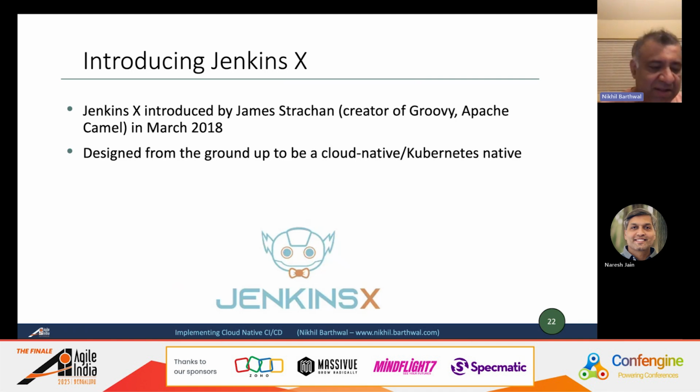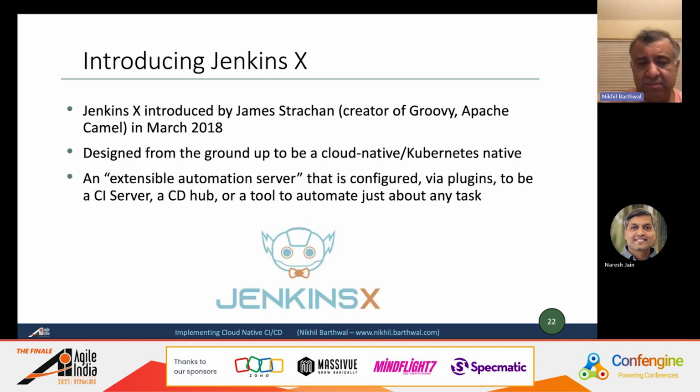And in fact, Jenkins X uses Tekton as its base. So Tekton is essentially a framework, and Jenkins X is a finished product that uses that framework. So it's an opinionated way of doing it. But like I mentioned, it's supposed to be an extendable automation server that can be configured to just about automate any task. And it's based on a plugin based architecture. So you can be a CI server, CD hub, etc.